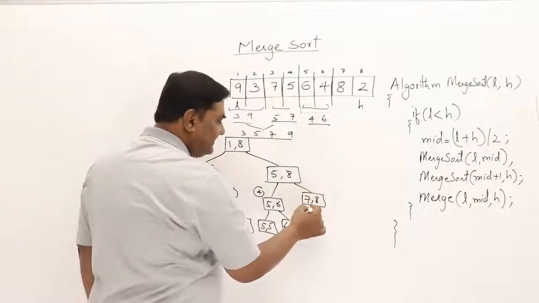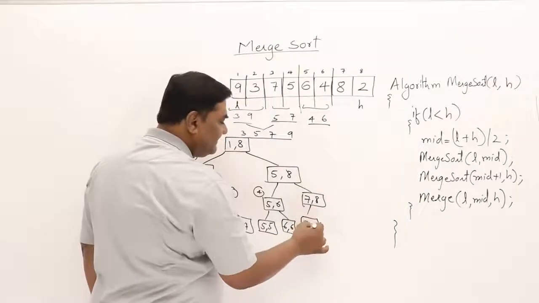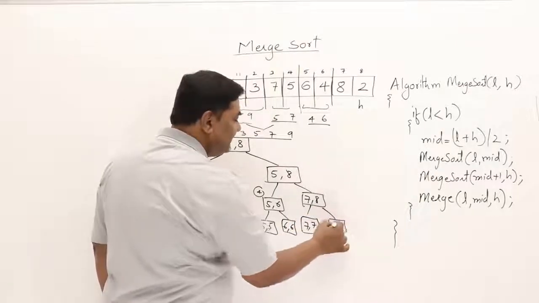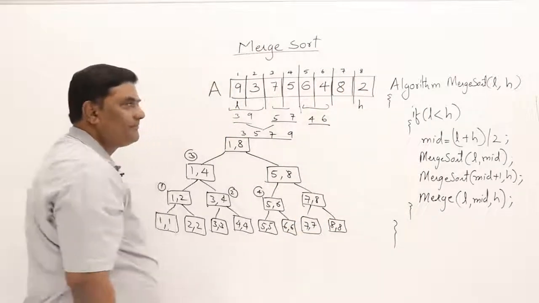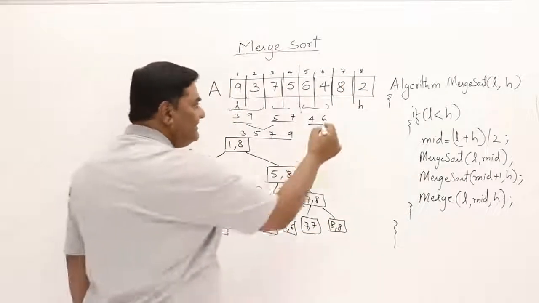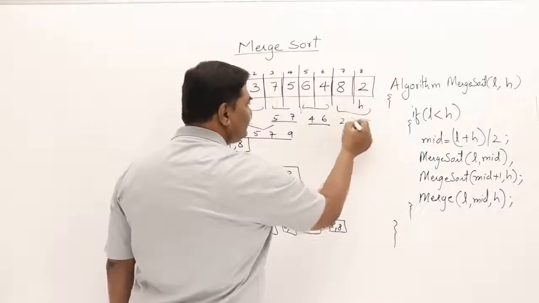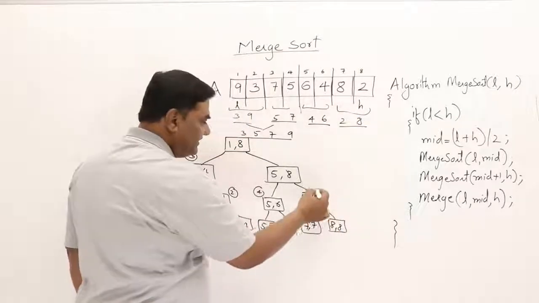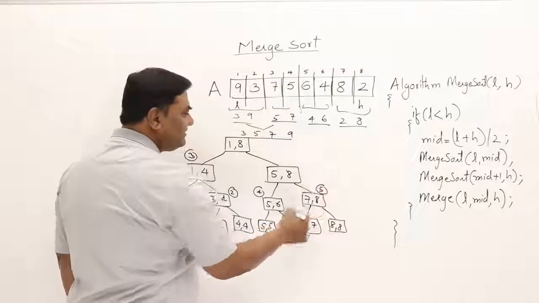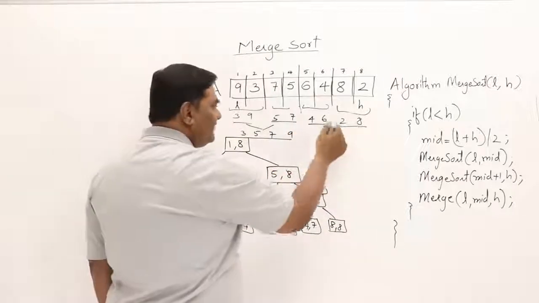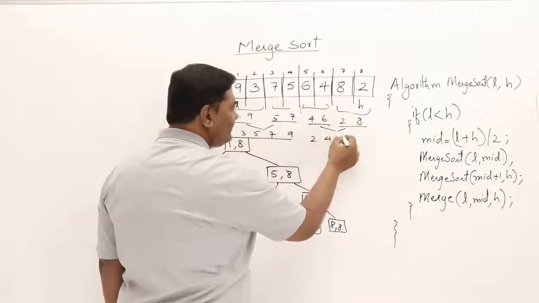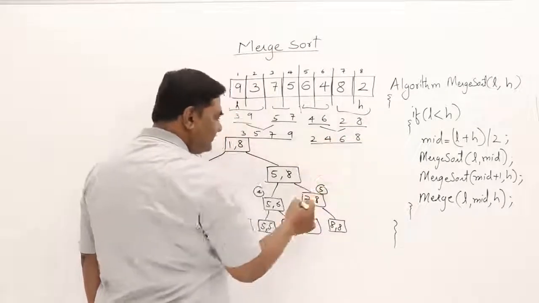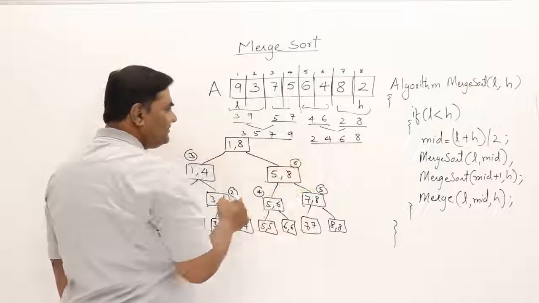Then it will go this side. It will split again, 7, 7 this side and 8, 8 this side. Then again these two are merged. So it becomes 2, 8, one more list. So this is the fifth merging. Now as these two are already sorted, it will merge these two. So it becomes 2, 4, 6, 8. So this is the sixth merging.